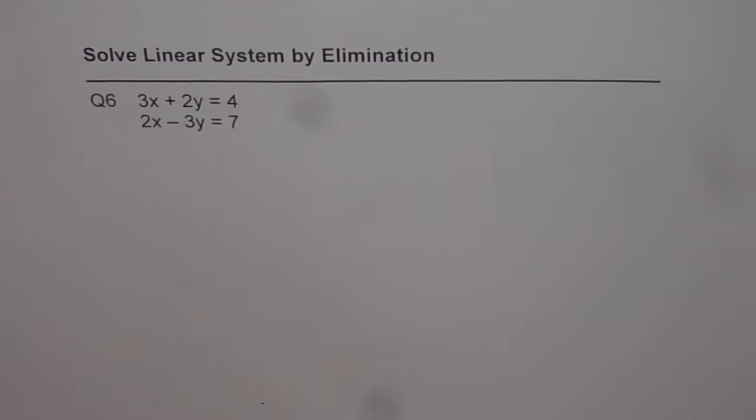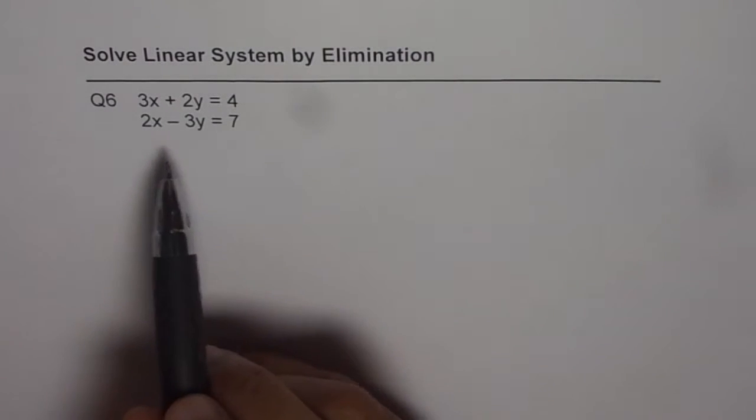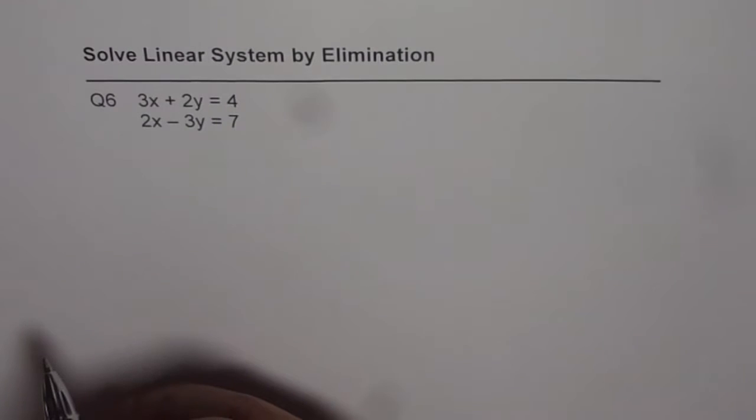Let us understand how to solve linear system by elimination. Question number 6. 3x plus 2y equals 4 and 2x minus 3y equals 7. Now in this equation, as we see, coefficients of the variables are not same.